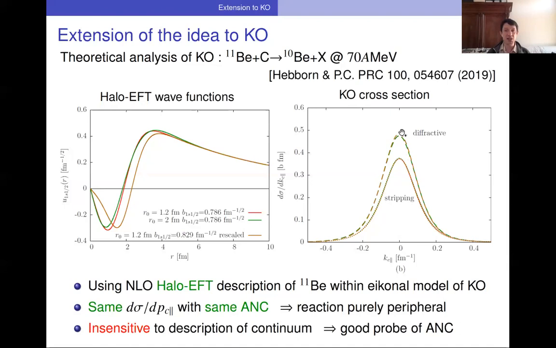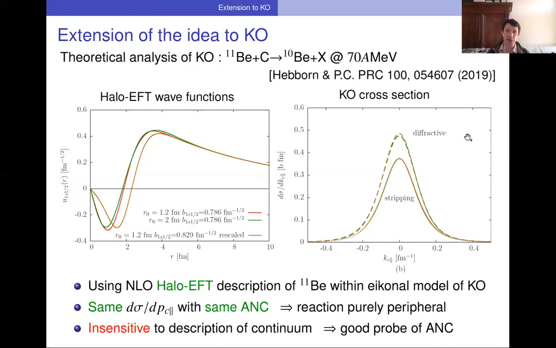And what you see is that there is absolutely no difference between the different curves that you see here. So you have three curves, and there is no sensitivity. So what that means is that also for these reactions that are nuclear dominated, with the stripping contribution that is much less elastic than the diffractive breakup, even in that case, the reaction remains purely peripheral.